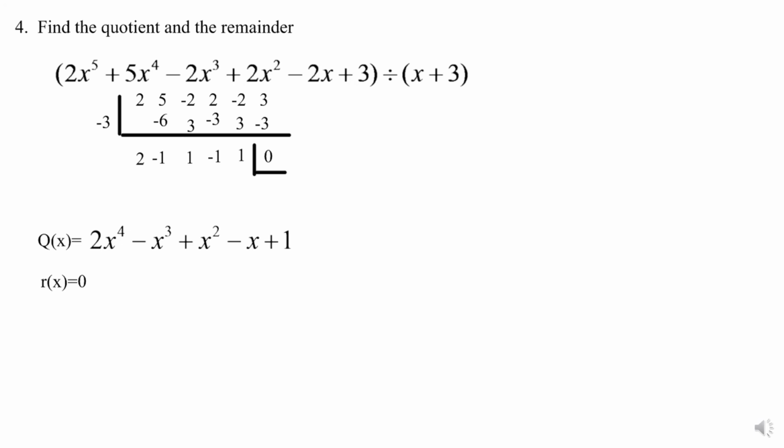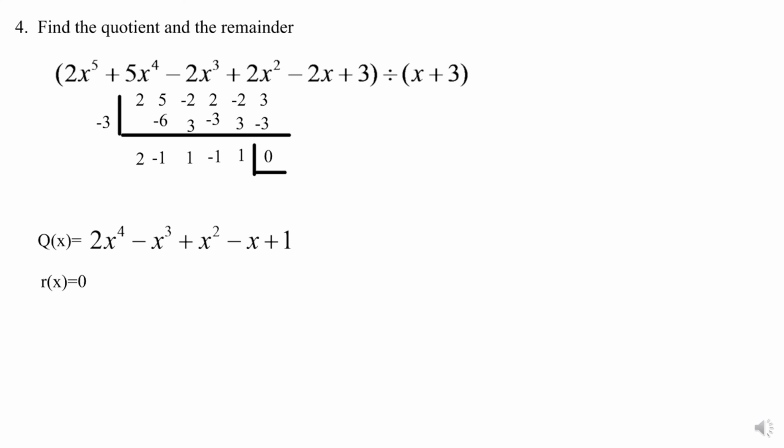We begin by multiplying. -3 times 2. The answer, -6, goes inside the box under 5. Inside the box we add and get -1. We then start over. We multiply -1 times -3. The answer, 3, goes in the box under -2. You add to get 1. You multiply 1 times -3. The answer, -3, goes in the box under 2. You add to get -1.